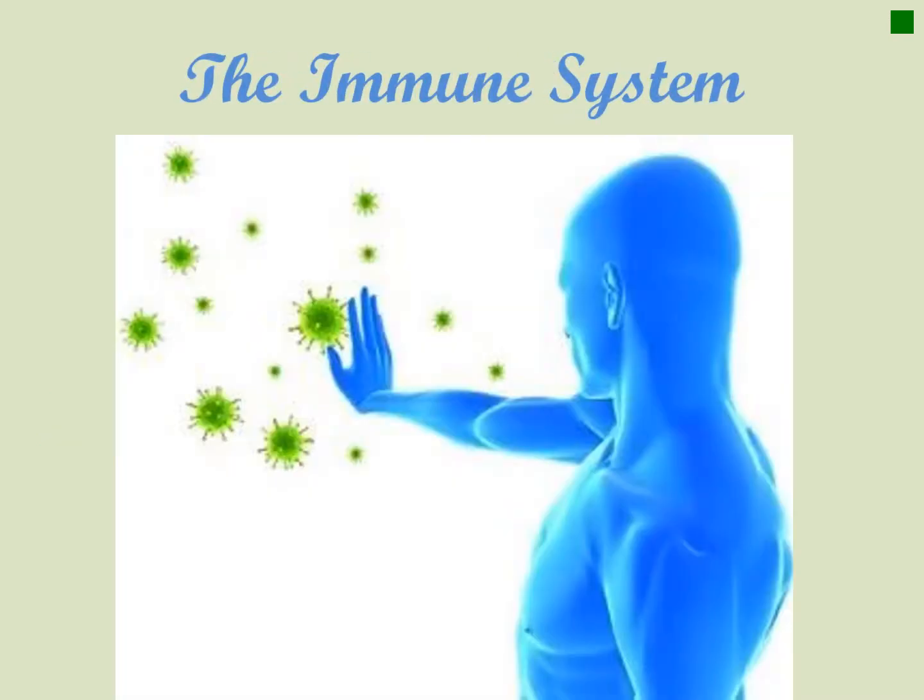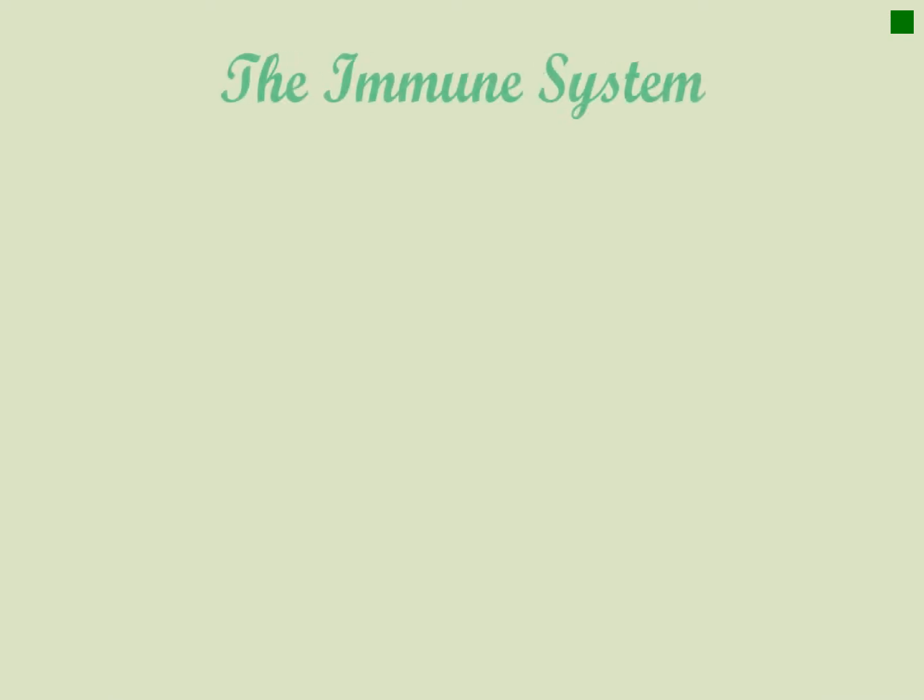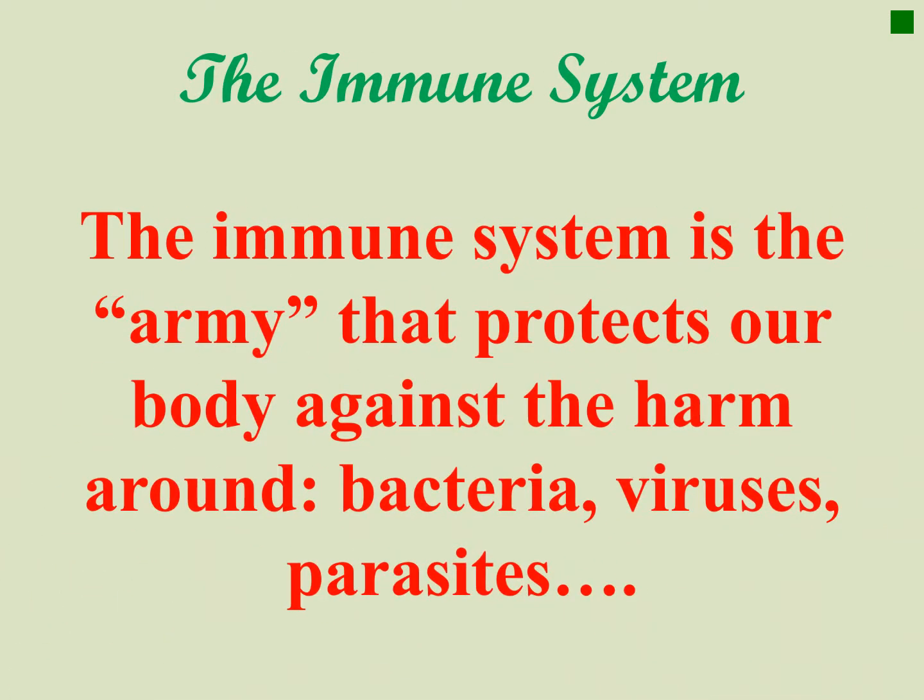First of all, we're going to talk about the immune system. So what is the immune system? The immune system is the army that protects our body against any bacteria, viruses, parasites, pathogens, and so on. This is the main function or the main definition of the immune system.